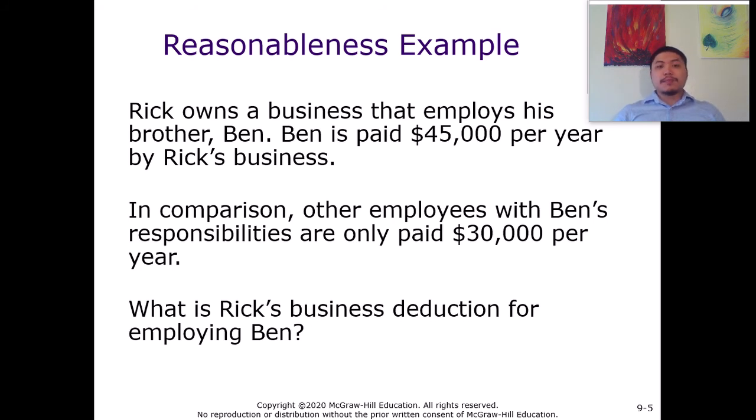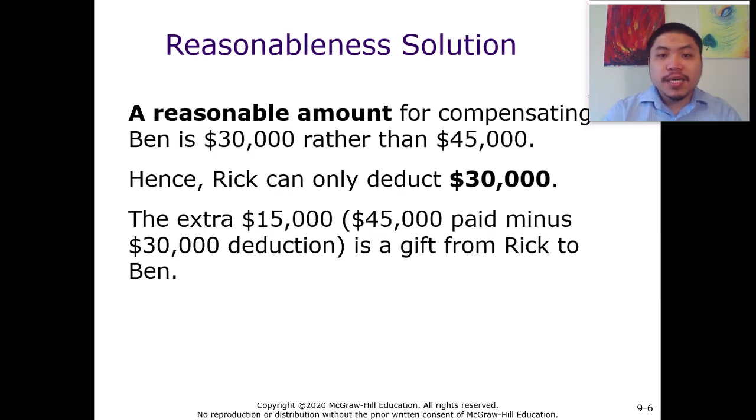in this case, of course, Rick cannot deduct the whole $45,000, right? He is only able to deduct the $30,000, which is considered reasonable in amount, right? And then the rest of the amount, the $15,000, he needs to treat as a gift to his brother, right? And he cannot use that extra $15,000 to deduct for his business, right?